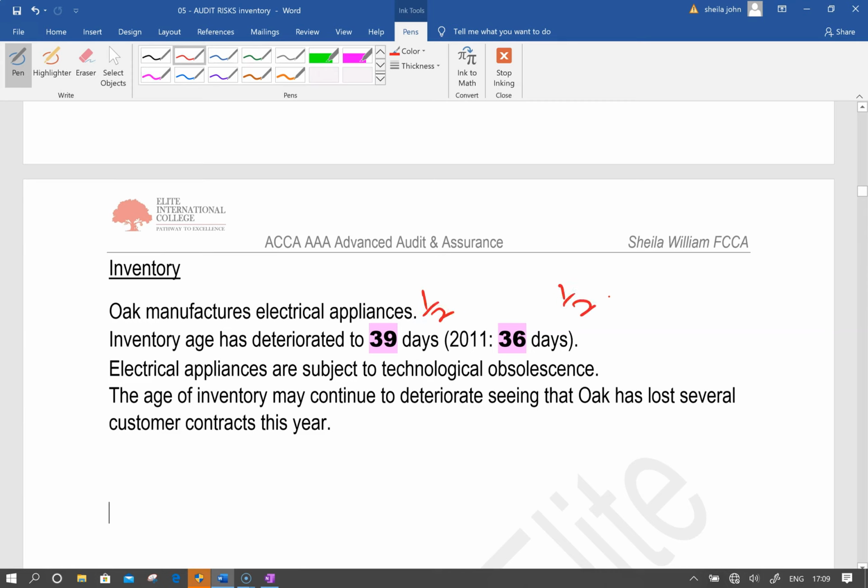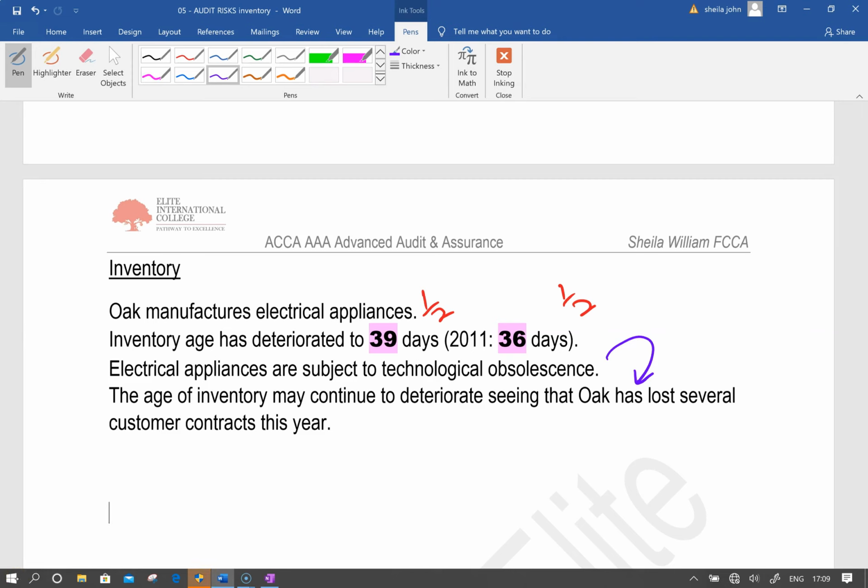All right. And then I put down some observations from the question, and that is Oak manufactures electrical appliances, and electrical appliances are subject to technological obsolescence. And the reason why we're worried about that this time around is because they have lost several customer contracts. And if we're going to keep all these items in our inventory, they are very likely going to become more obsolete as the days go by, especially if we cannot find replacement customers.